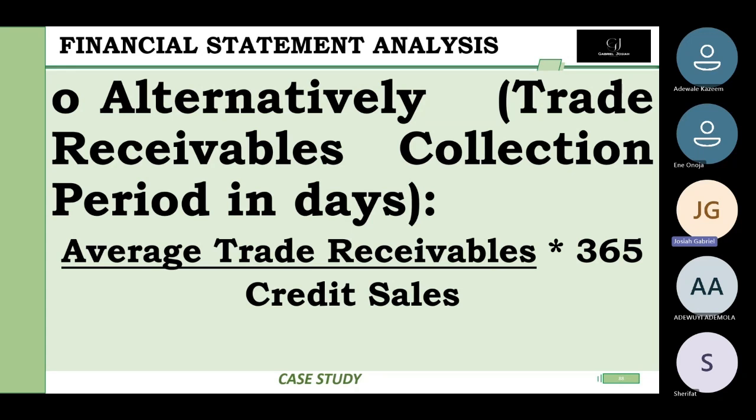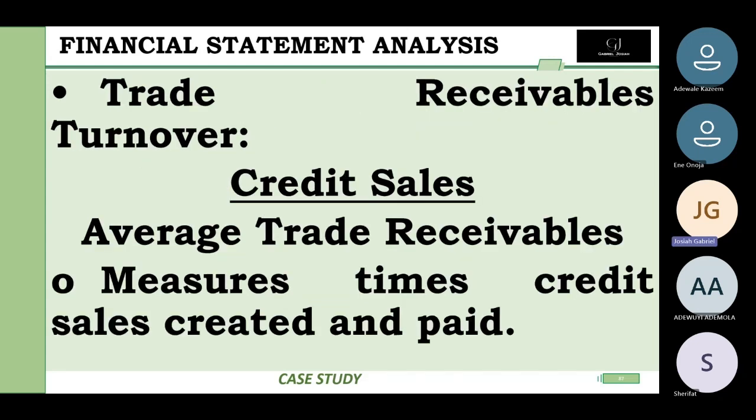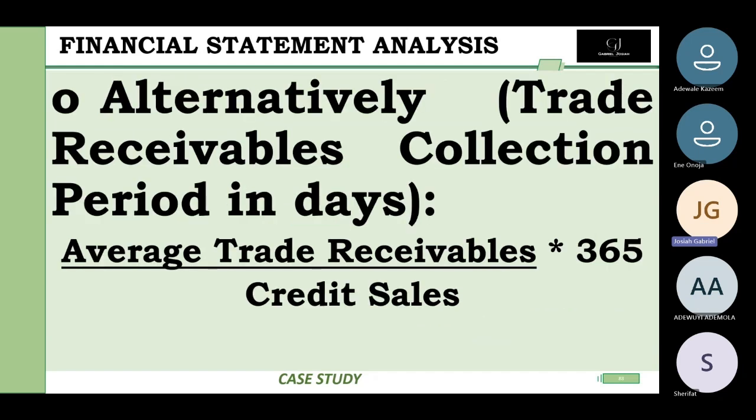We express it as credit sales. And if you don't have credit sales, you just use your revenue figure times 365 days to get how many days. And the former formula we spoke to, the turnover, is how many times.